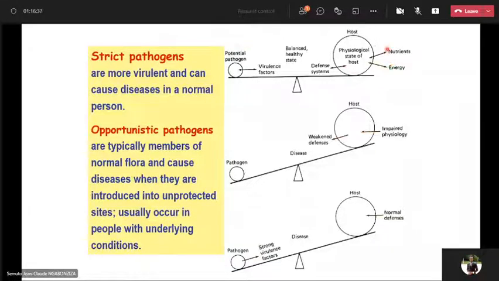Then we have here, when you have potential pathogen, there is virulence factor, but they are in a balanced healthy state. So they live together without any problem. In this case, either you have a problem with physiologic state that immediately causes disease, or this equilibrium remains there, and you don't have any problem. You have your defense, the pathogen is there, but it doesn't cause any harm. So that is why some people can just be carriers of a pathogen. They don't get sick, but they have this pathogen.